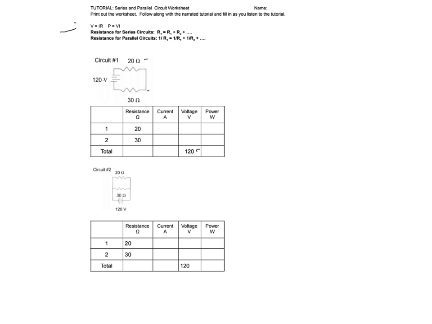To find the total resistance of the circuit, I'm just going to add 20 plus 30. And that's going to give me my total resistance of 50, and I'm going to fill it into the chart. The next thing I'm going to do is solve for my current. Now in this row, I have the 120 volts and I have the resistance. So if I think about my equation V equals I times R, I'm solving for current.